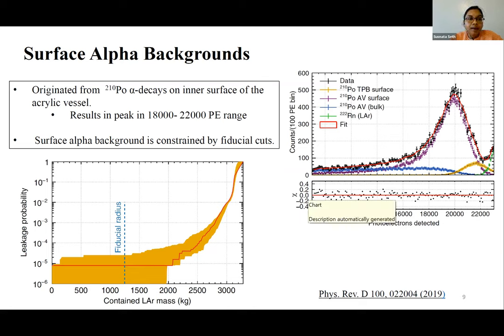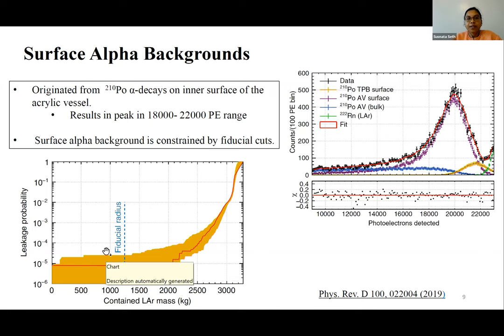Because these kinds of backgrounds are coming from the surface, we can apply the fiducial cut and constrain them. So this is the leakage probability of such events in the WIMP ROI as a function of contained liquid argon mass. This is the fiducial cut position.